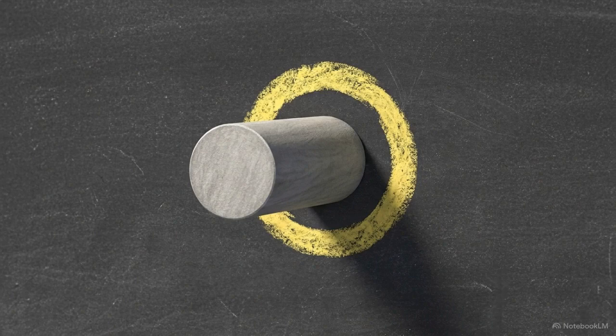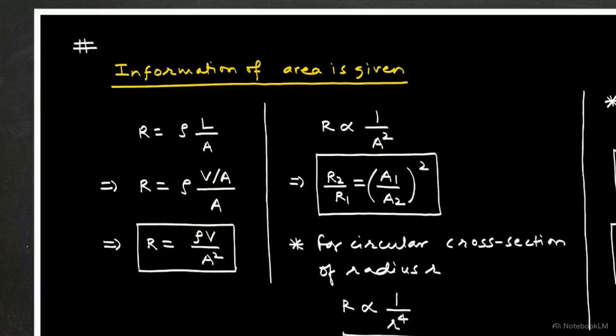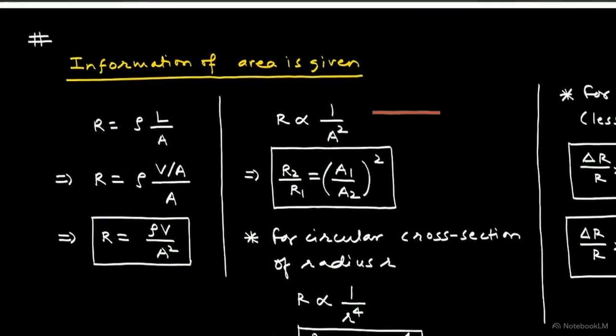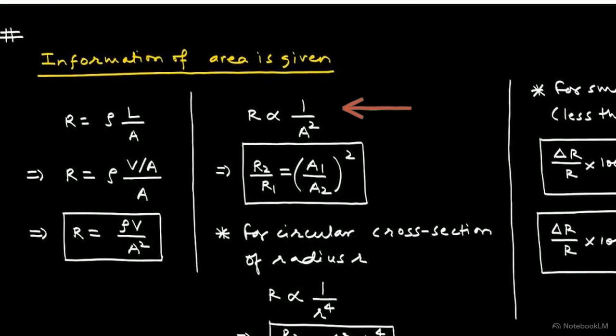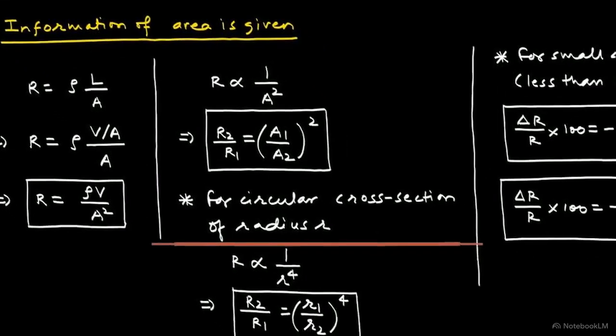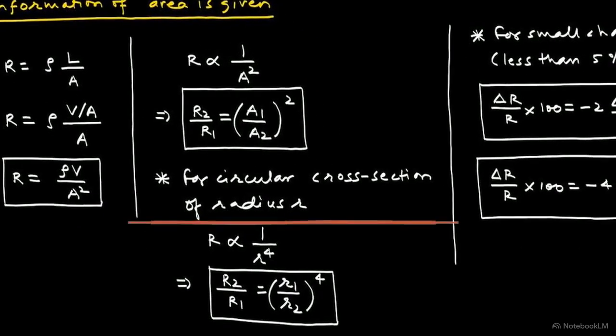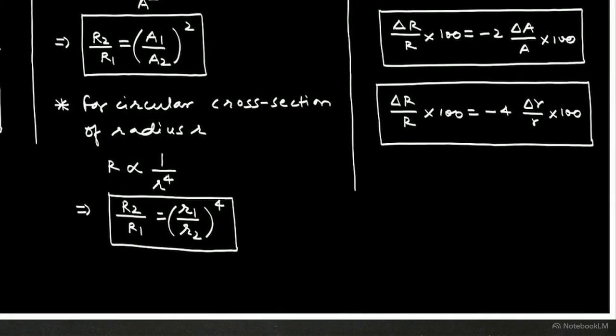We can apply this exact same substitution logic to isolate the cross-sectional area. This set of equations details what happens when we remove length from the formula. By substituting length with volume divided by area, we find that resistance equals ρ times volume over area squared. Resistance is inversely proportional to the square of the area. We can extend this logic one step further for wires with a circular cross-section. Since area equals pi times the radius squared, substituting that into our area equation shows that resistance is inversely proportional to the radius raised to the 4th power.